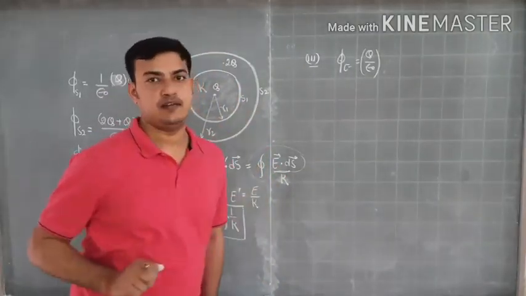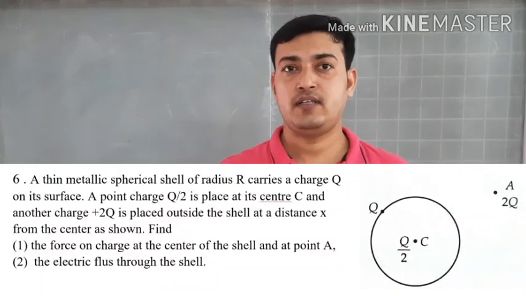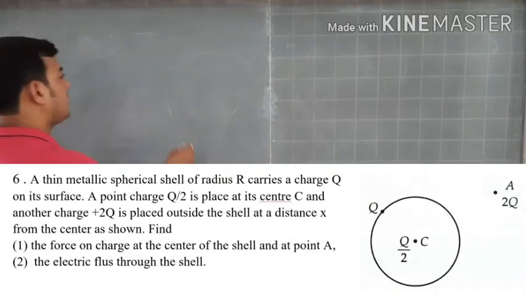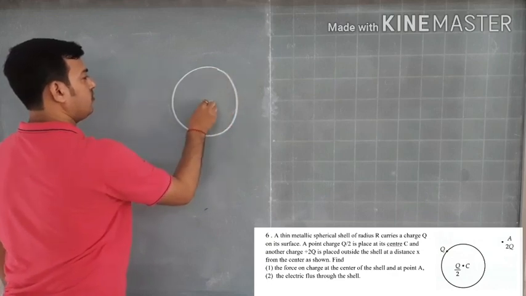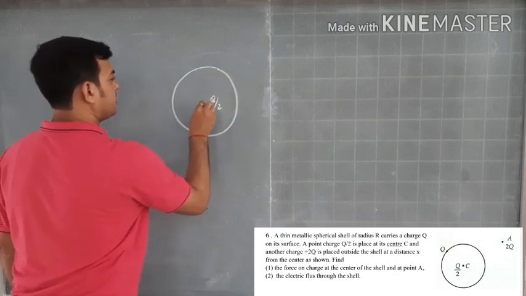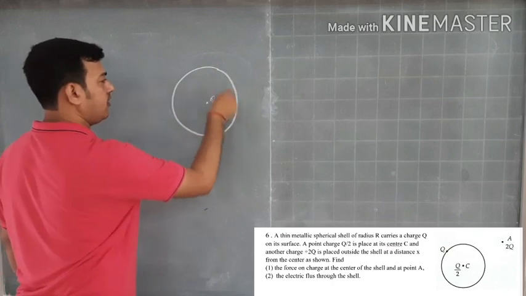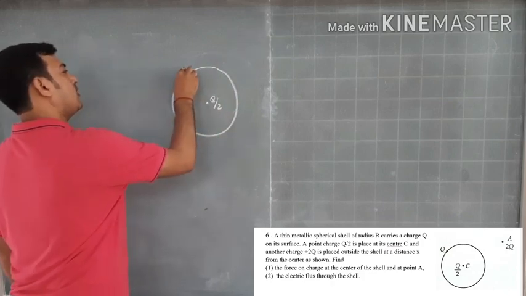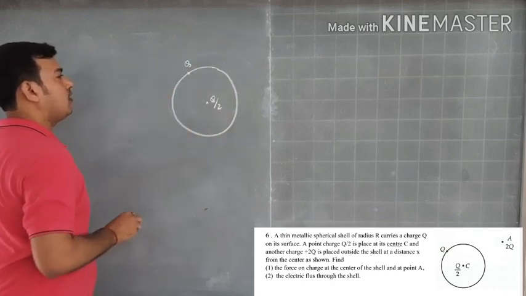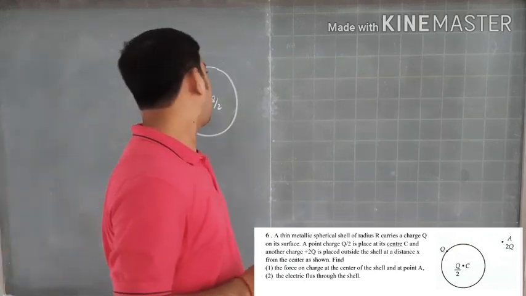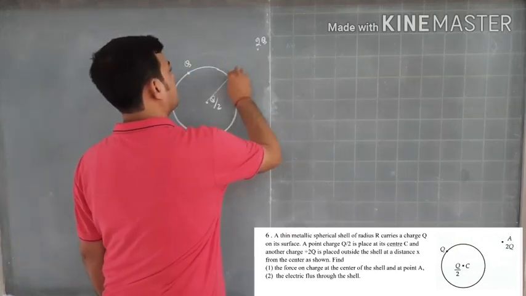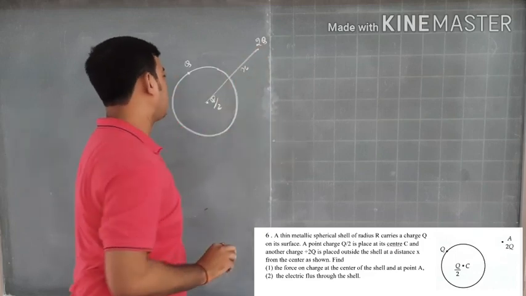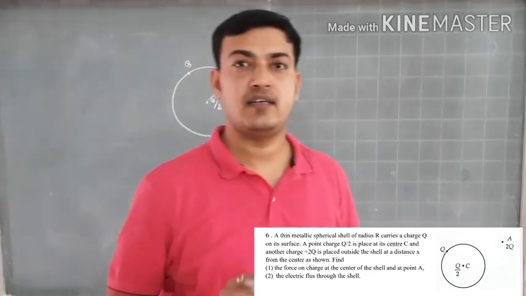Now the next question says that a charge of Q by 2 is placed at the center of this spherical conducting shell, another charge Q on its surface, and a charge of 2Q at a distance of x from the center of this conducting shell.